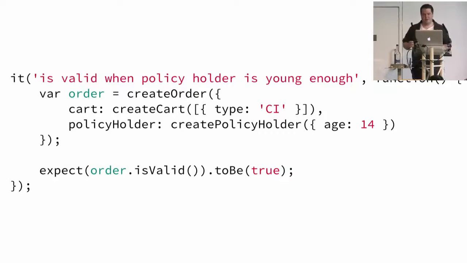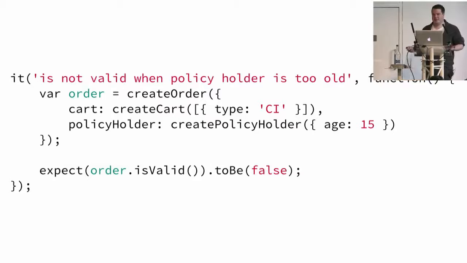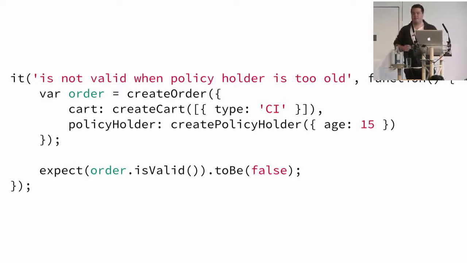So now we know that this is a cart with child insurance. We know that we have a policyholder that is 14 years old. And now it's supposed to be valid. And the opposite. We have child insurance, age 15, too old, and it's now not valid. This is much easier to read, and now I can understand it far easier than before. And if these creation helpers become complex, you can add tests for them by themselves.